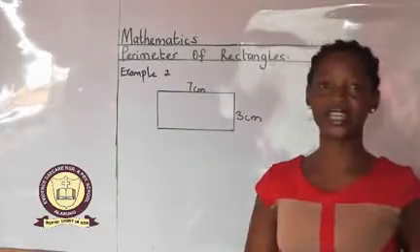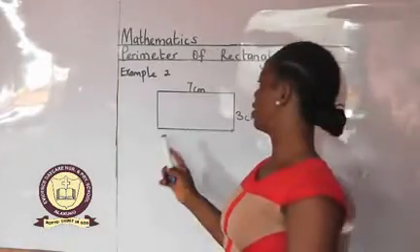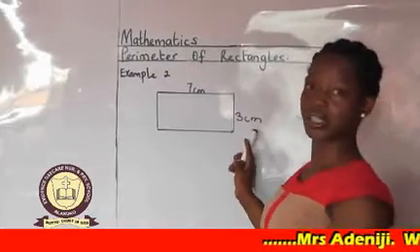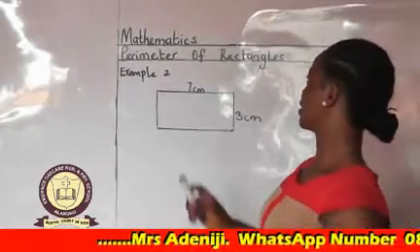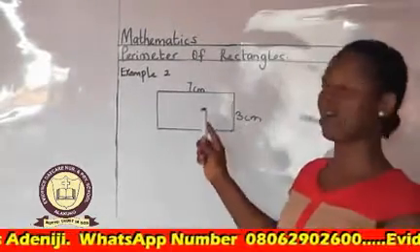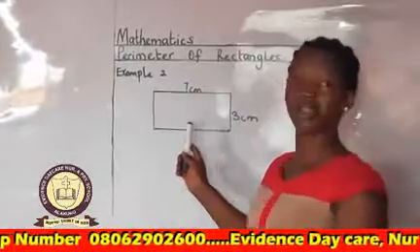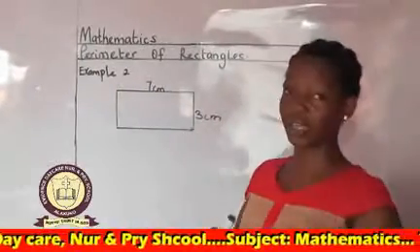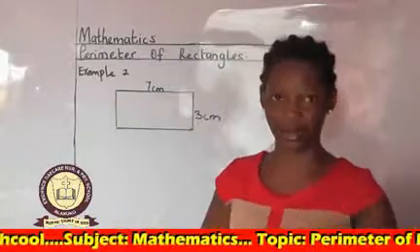Now let's take another example. Example 2. We have 7 centimeter and we have our breadth to be 3 centimeter. Don't forget that the topic we are doing is perimeter of rectangle. This shape must be a rectangle since we are doing perimeter of a rectangle. Now don't forget the formula. I believe we still remember the formula, right?